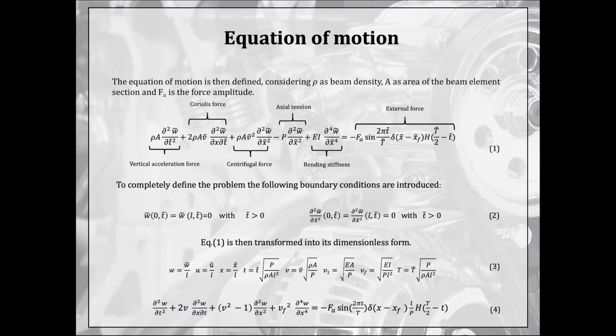From that, we can develop the equation of motion, considering ρ is the beam density, A is the area of the beam element section, and Fa is the force amplitude of the point force. To completely define the problem, we introduce the boundary conditions, which are essentially the displacements and moments at 0 at both ends of the beam. The external force applied with the amplitude Fa is a single half period of a sine wave. Finally, we develop the dimensionless form of the equation of motion, and this is useful to compare the relative contributions of each term.